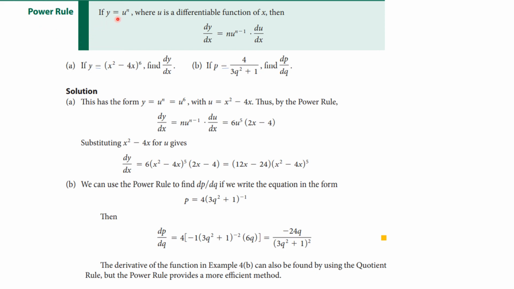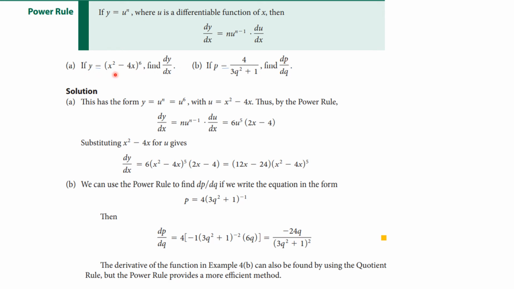Suppose y is equal to u to the power n, where u is a differentiable function of x. Then we can write the derivative of that function as dy by dx is equal to n times u to the power n minus 1, times du by dx. That means we first find the derivative of the whole function, which is n times the function to the power n minus 1, then times the derivative of u, the function inside. So now there are two examples here.